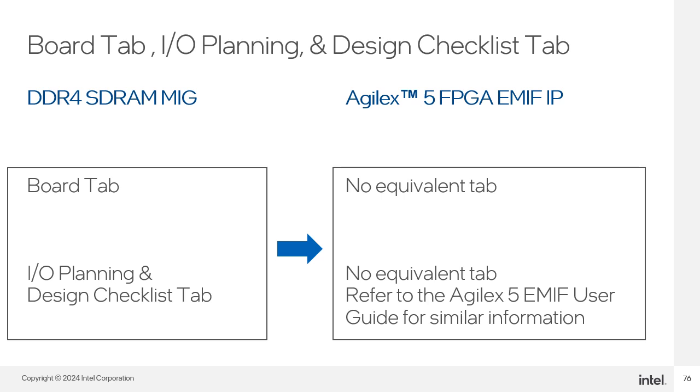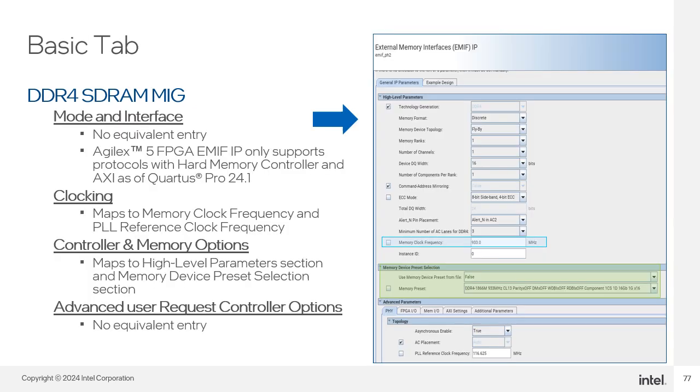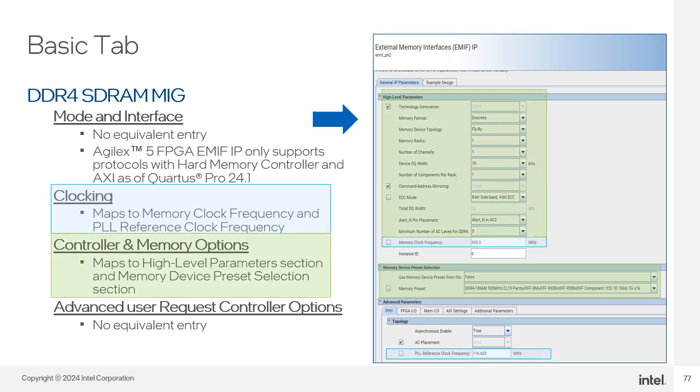The I/O Planning and Design Checklist tab provides some basic information and some links where a user can find additional details for the MIG IP. There is no similar tab in the Agilex 5 FPGA IP. In the Basic tab, the clocking section maps to the memory clock frequency and PLL reference clock frequency. The controller and memory options information in the Basic tab are mostly mapped to the high-level parameters and memory device preset selection section in Agilex 5 EMIF IP.